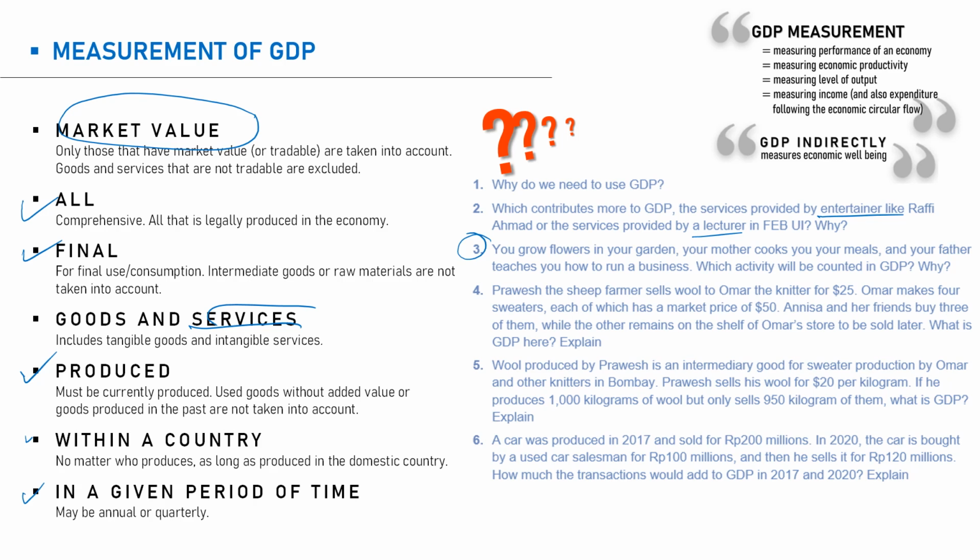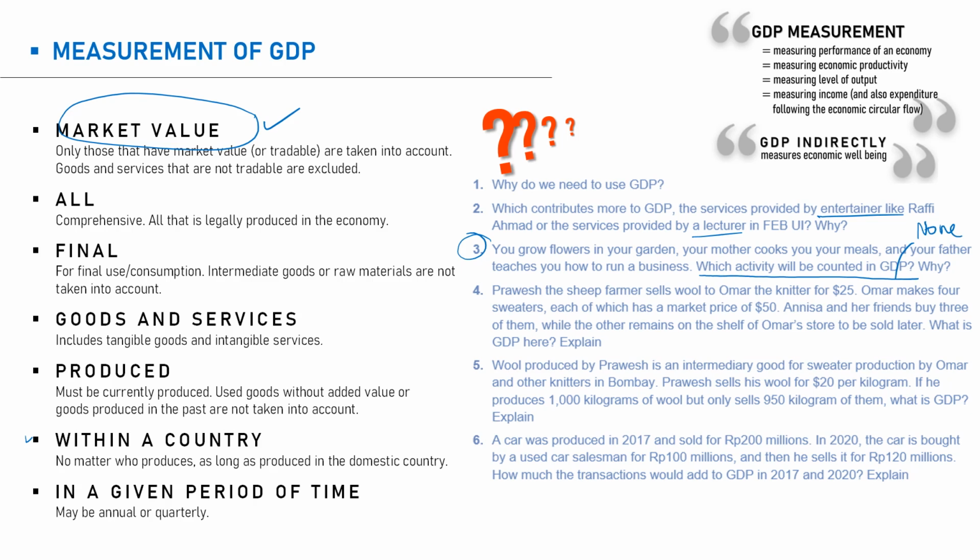For sure, again, all these conditions are satisfied, but the problem is with this criterion. Growing flowers without selling them, mothers cooking meals for their children, and the same is true for a father who gives knowledge to his children. So there is no market value there because there is no sale of the products in the market. So which activity will be counted in GDP? The answer is none, because there's no market value in these activities.